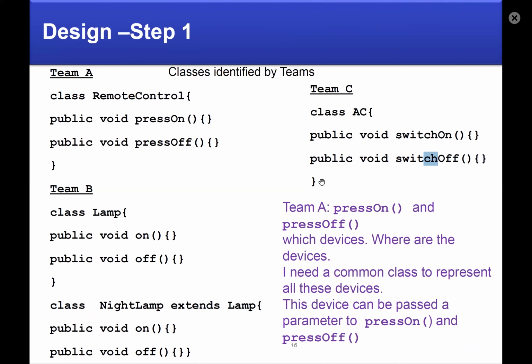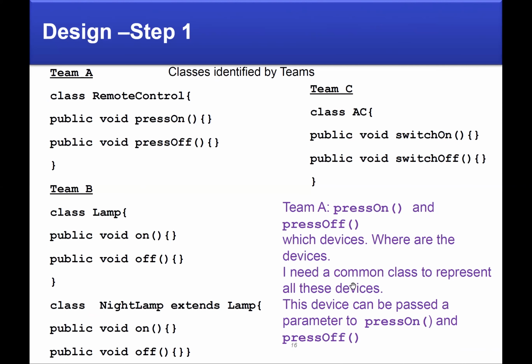Unfortunately, for some reason, they cannot collaborate, because a remote control has a method called press on. When the press on method is invoked, since we have learned from our polymorphic behavior, it will look for a method called press on, but unfortunately, nobody has it. So there are various possibilities.